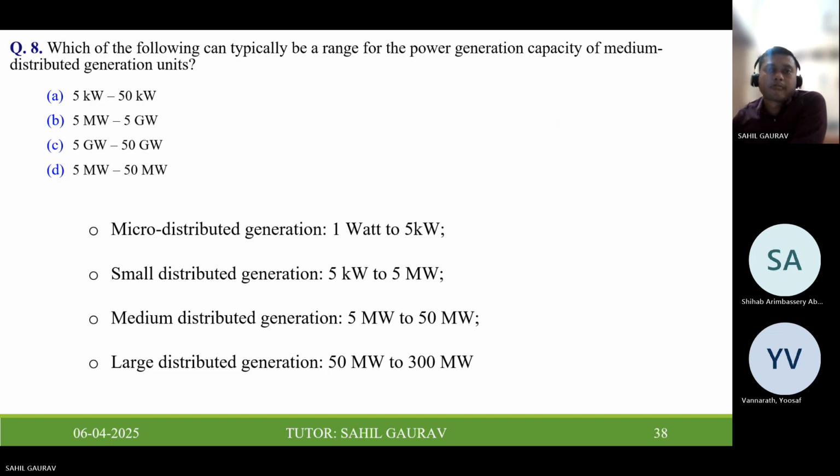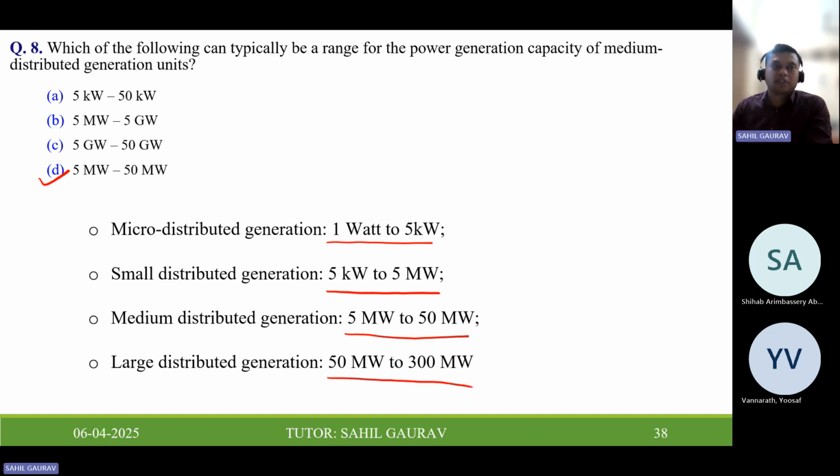So medium distributed generation means 5 megawatt to 50 megawatt. For micro, 1 watt to 5 kilowatt, then small 5 kilowatt to 5 megawatt, and then medium 5 megawatt to 50 megawatt, and then large 50 megawatt to 300 megawatt.